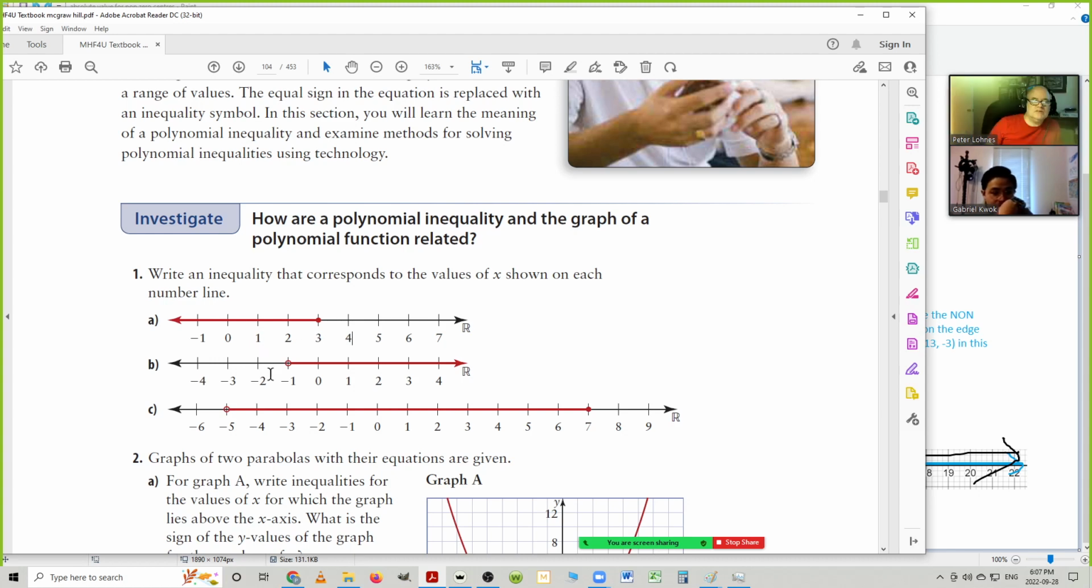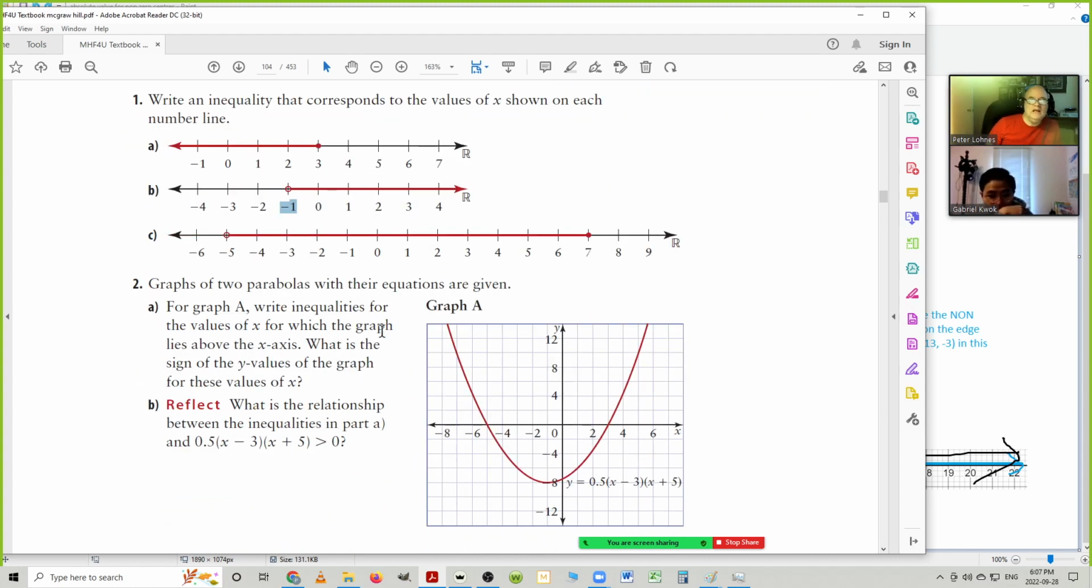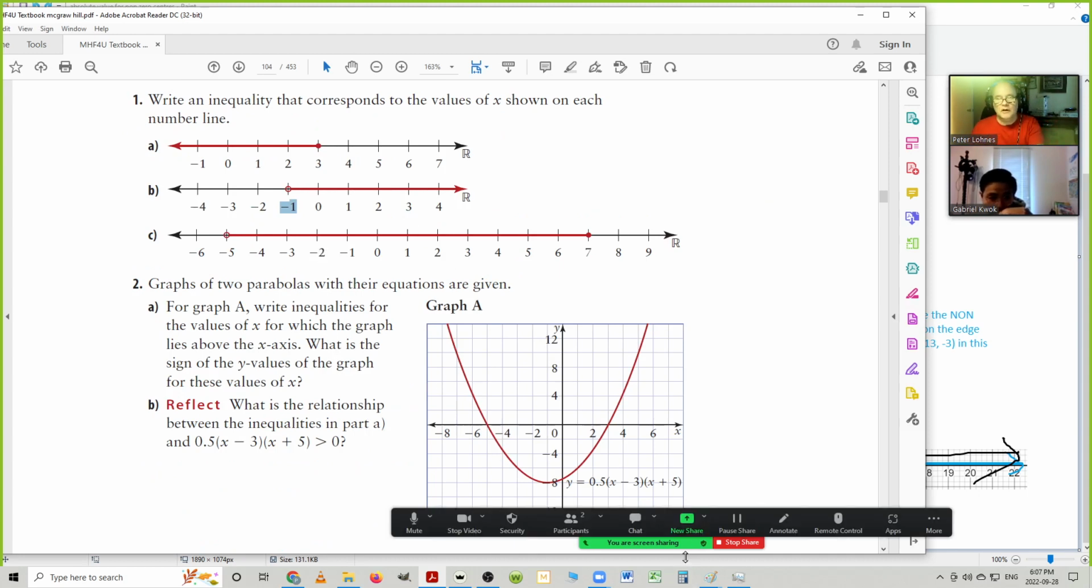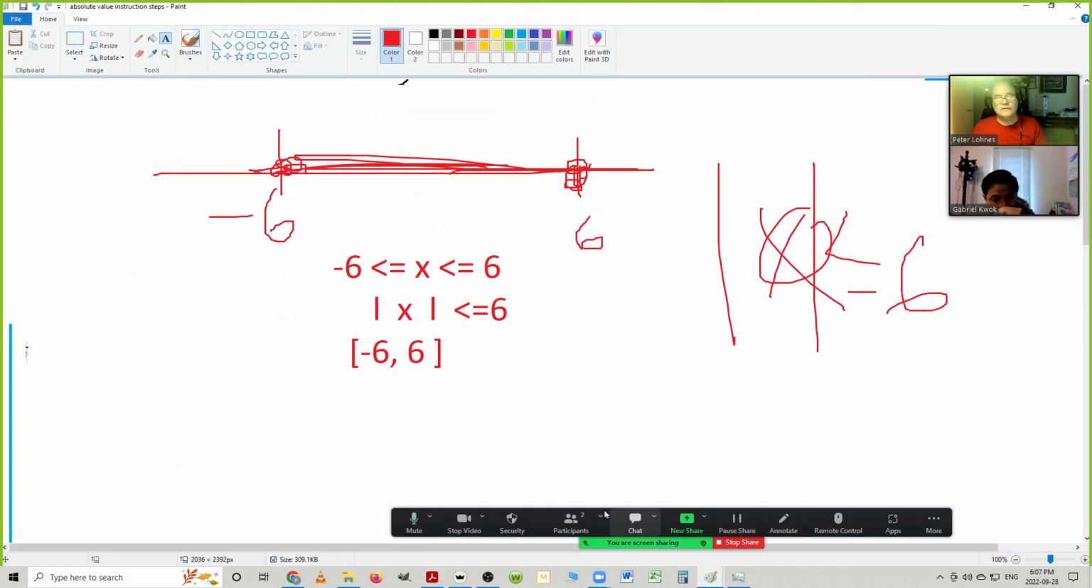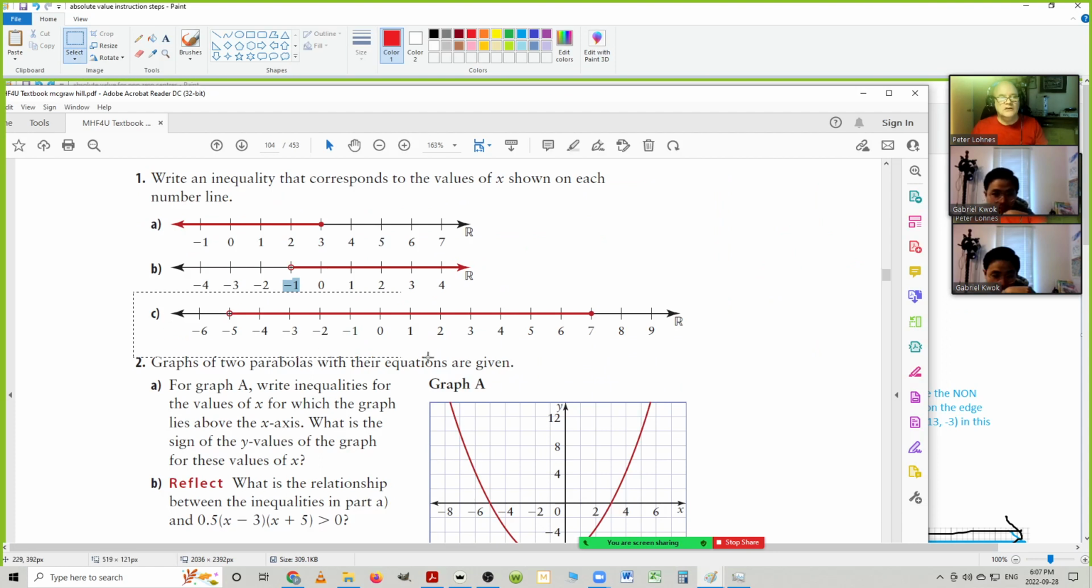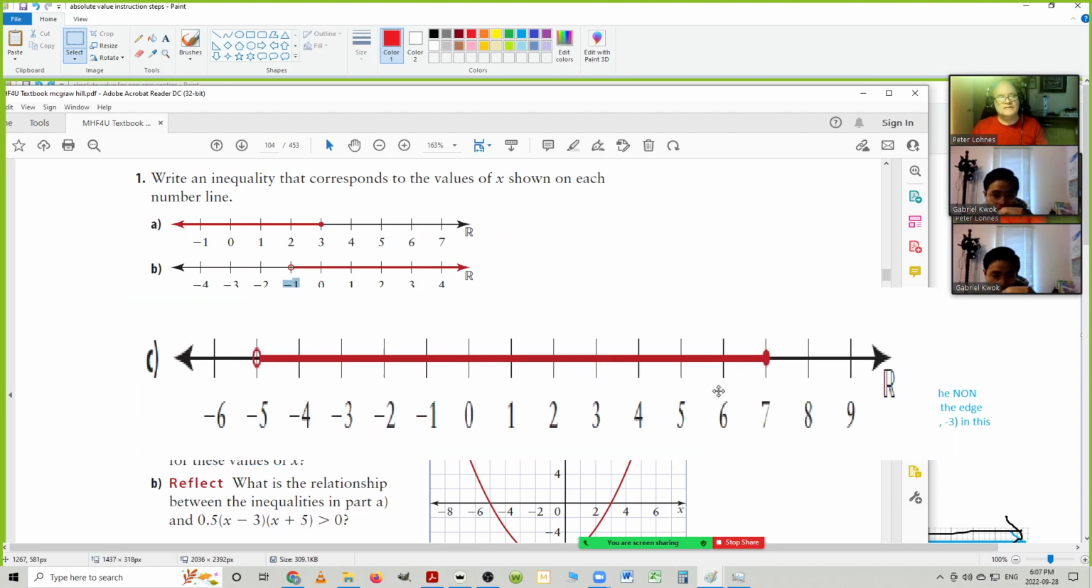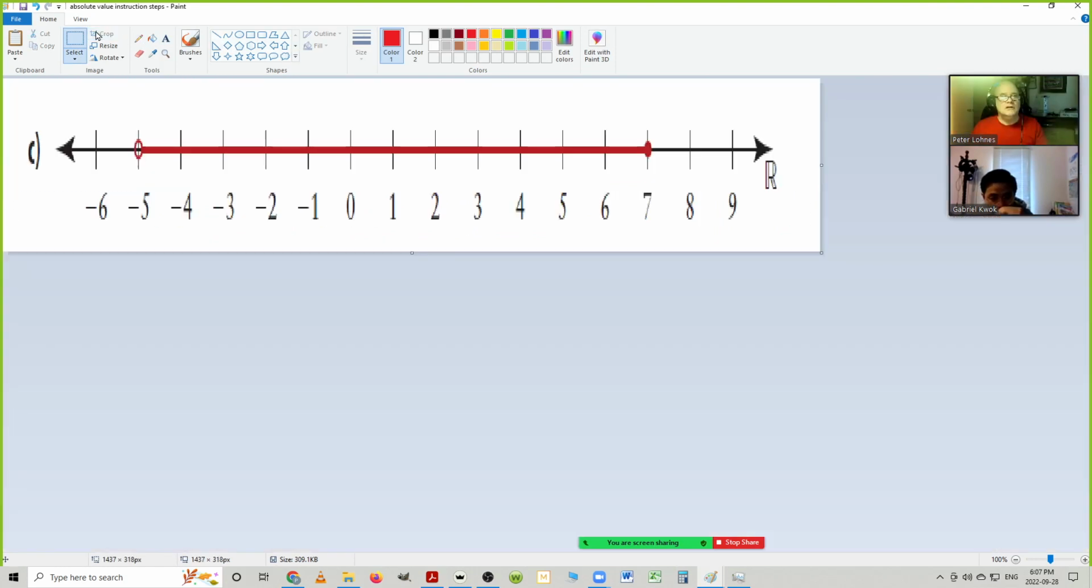What's this one? There's an empty circle on it. X is larger than minus 1, right? Suddenly we have a line that's got two things on it. This one. So first of all, just follow the rules every time. So the first rule is zero in between?